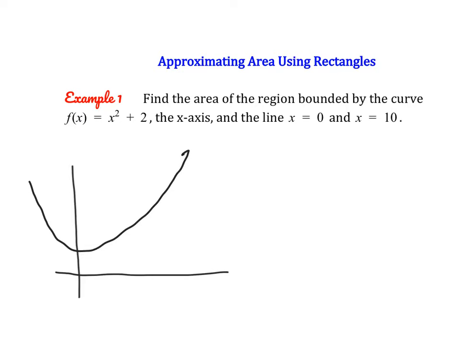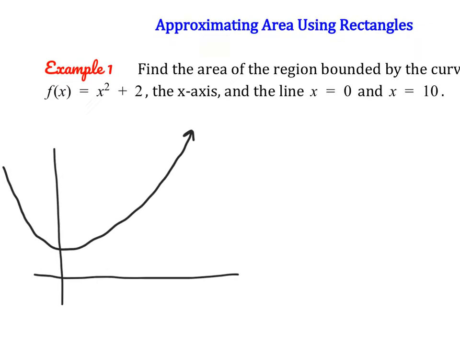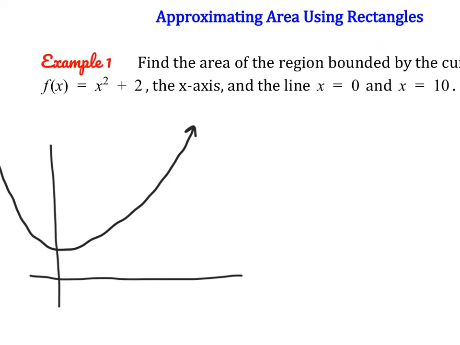We know that the vertex is at (0, 2), and it's upward facing. So here's the vertical line x equals 0. Let's just call this x equals 10. And they want us to find the area of this region.